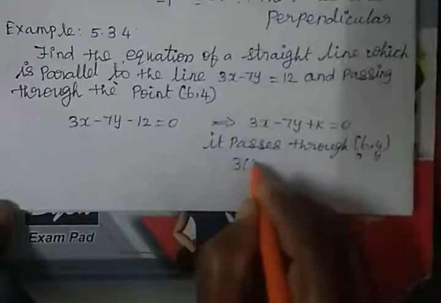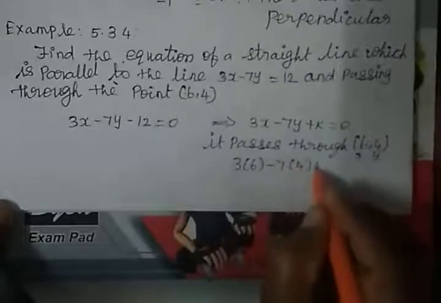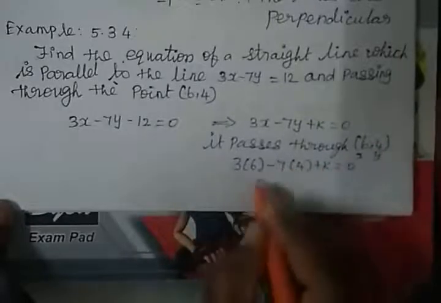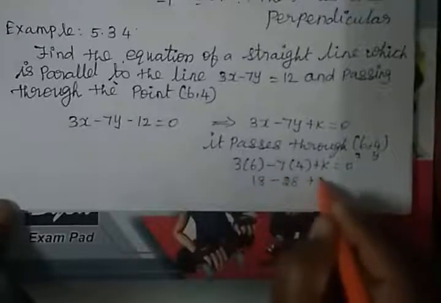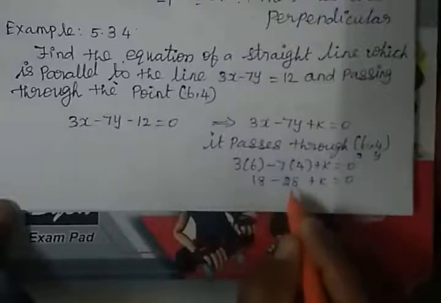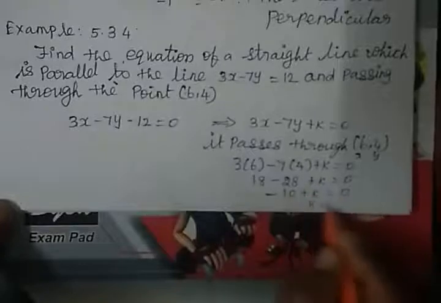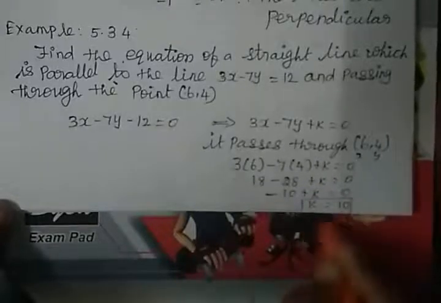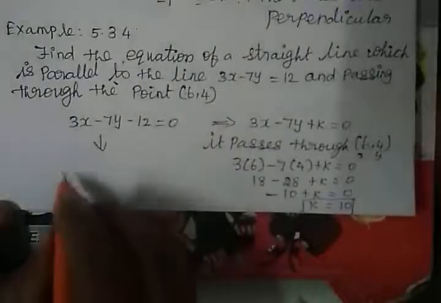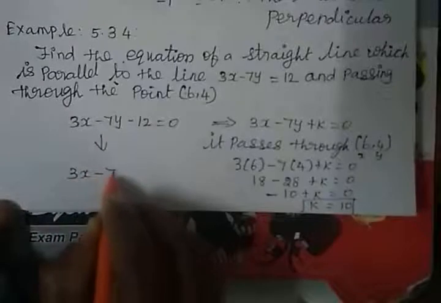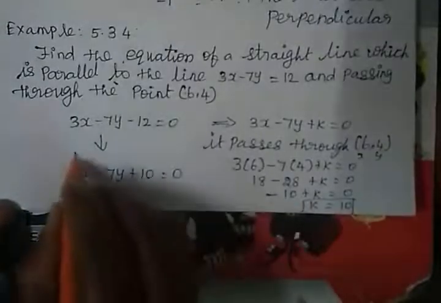So that is 3 into 6 minus 7 into 4 plus k is equal to 0. 3 sixes are 18, 7 fours are 28, plus k is equal to 0. So 18 minus 28 is minus 10 plus k is equal to 0. Then k is equal to plus 10. So the value of k is equal to 10. So parallel to this line is 3x minus 7y plus 10 is equal to 0. Both lines are parallel.